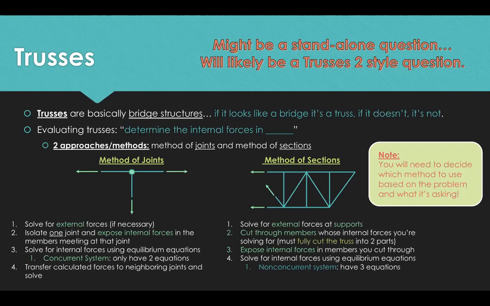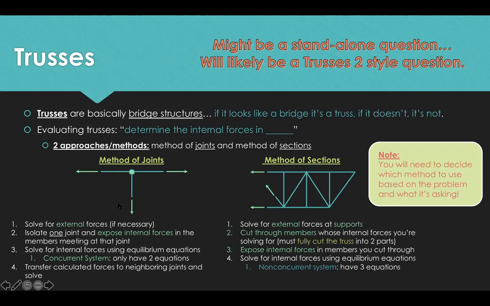So there's 2 different approaches to doing that. We'll go over how to pick which method to use later on, but the methods are method of joints and method of sections. You guys have used this twice, so I'm sure these are pretty familiar, but I'm going to go over it anyway.